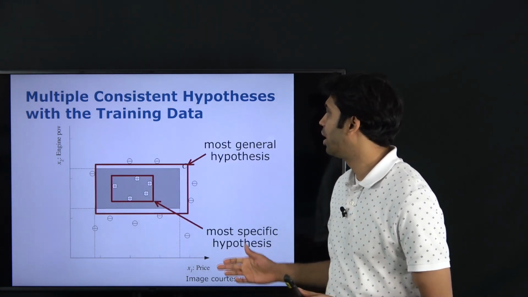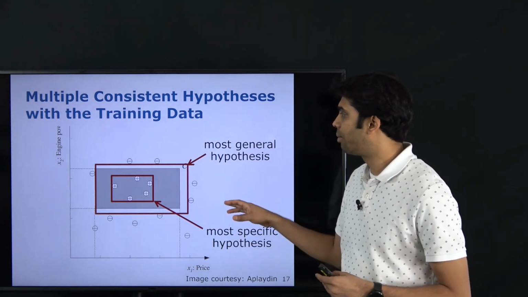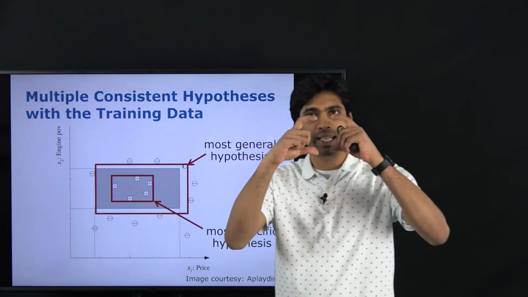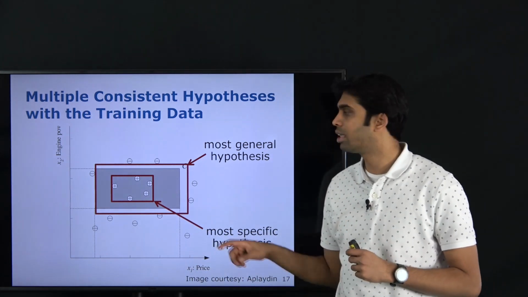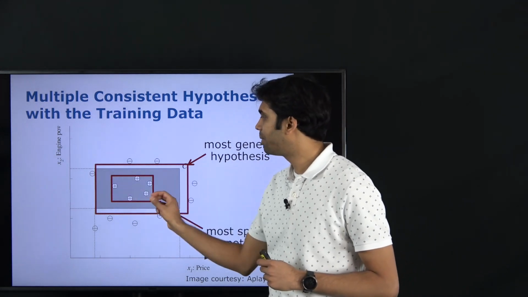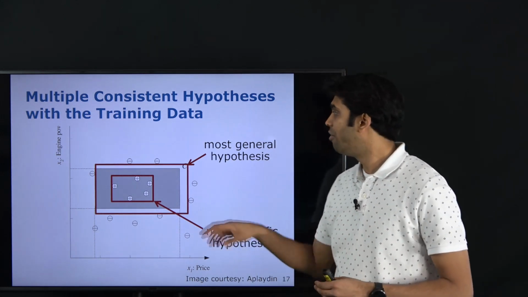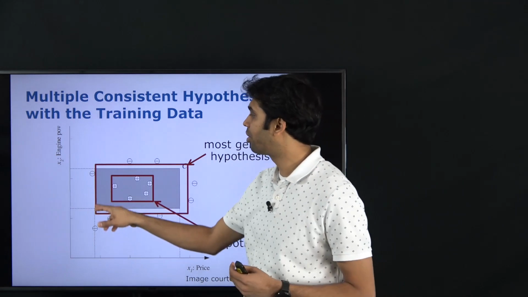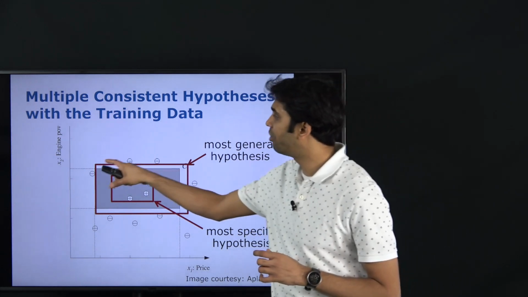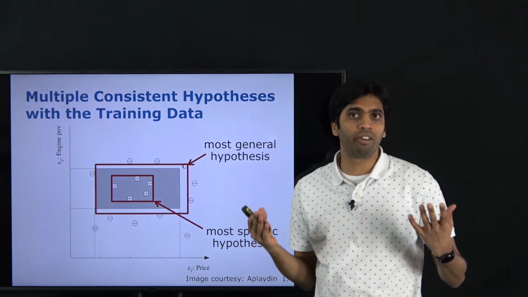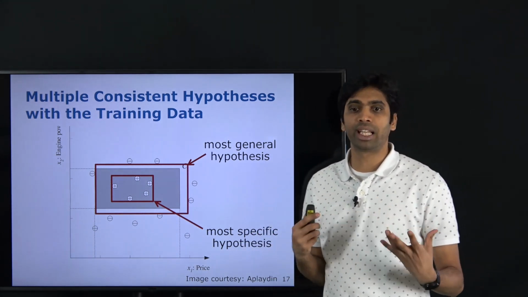Then the question is, which one of these boxes is a good one? Let's look at two of these extreme examples. One sits very tightly around the positive examples, and is also called the most specific hypothesis, because it's so close to the positive examples that even if you move slightly outside that box, it would classify it as negative. Whereas the other hypothesis is called the most general hypothesis, which sits on the boundary with all the negative examples. So both are valid hypotheses, and it's up to us to choose which one makes more sense.